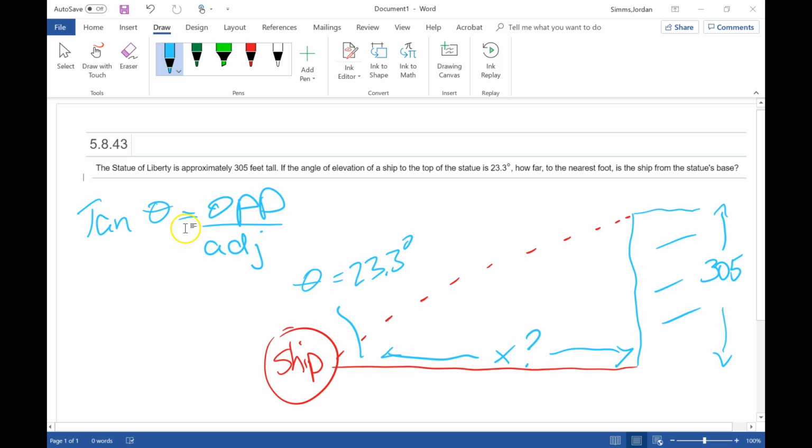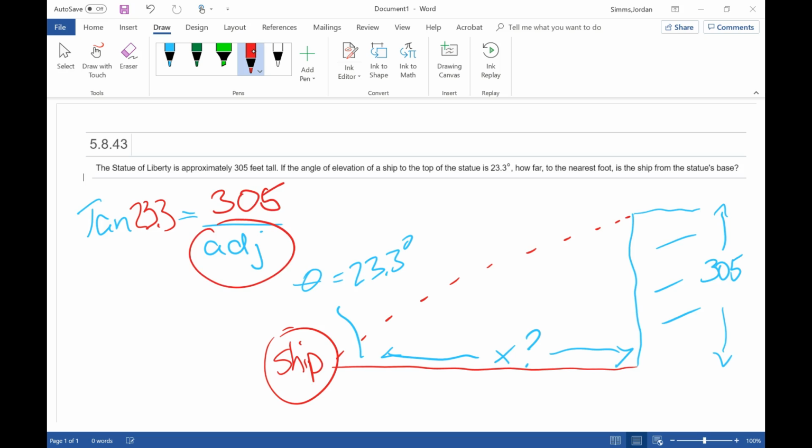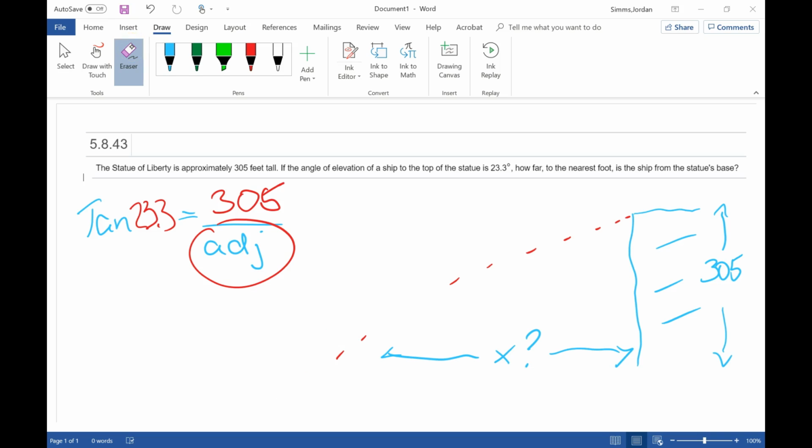So really what we're asked to find here, I'll just erase this and put it in. Really what we're saying is the tan of 23.3 degrees, and make sure your calculator's in degree mode, buddy. That might be another reason why you're not getting the right answer. The opposite side we know is 305, so I'll just sub that in, and we'll do a bit of algebra and we'll find our adjacent side. So let me just erase all my mess here. I need the room desperately.